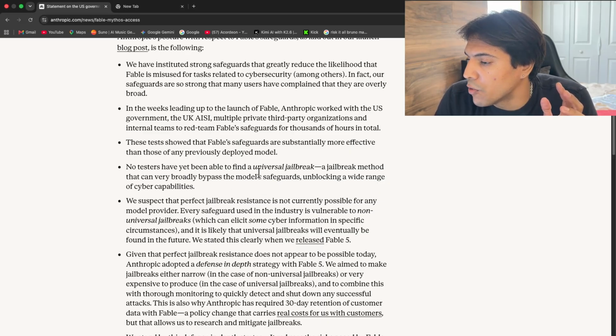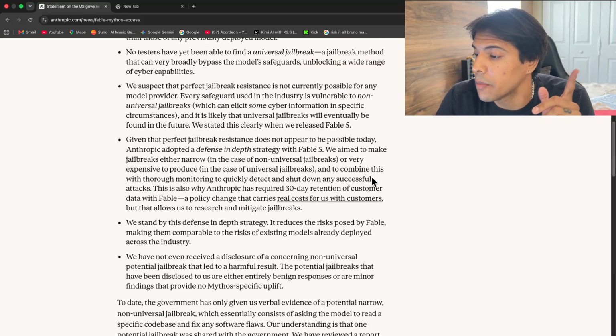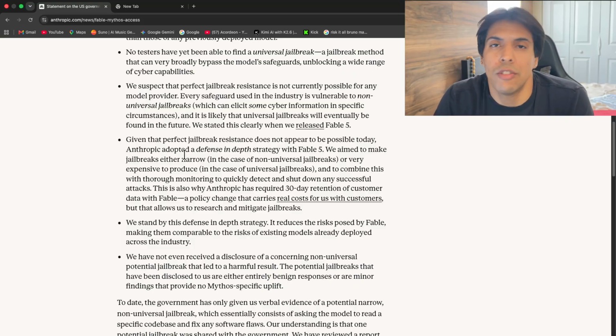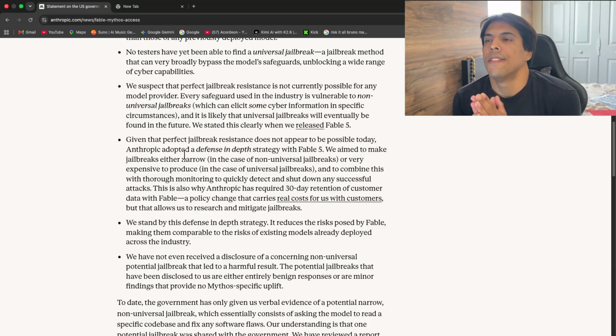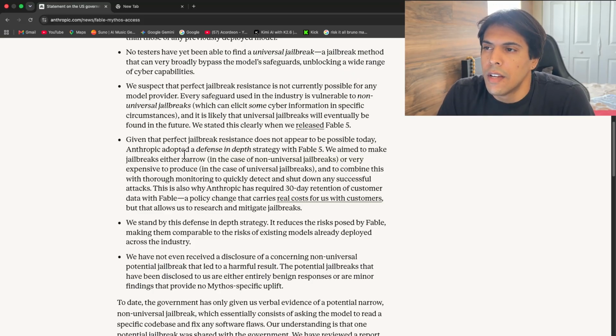No testers have yet been able to find universal jailbreaks, a jailbreak method that can broadly bypass the model's safeguards, unblocking a wide range of cyber capabilities. Okay, cyber capabilities, my fault. We suspect that perfect jailbreak resistance is not currently possible for any model provider. Okay, so pretty much you're saying nobody can break this because we made it so overboard, quote unquote. But there's always unicorns, bro. One thing about the universe is it will send a unicorn, because you might say, oh, it's powerful. Let a 15-year-old deal with this, with enough time in the game and practice, just to test himself out and be like, is it true?